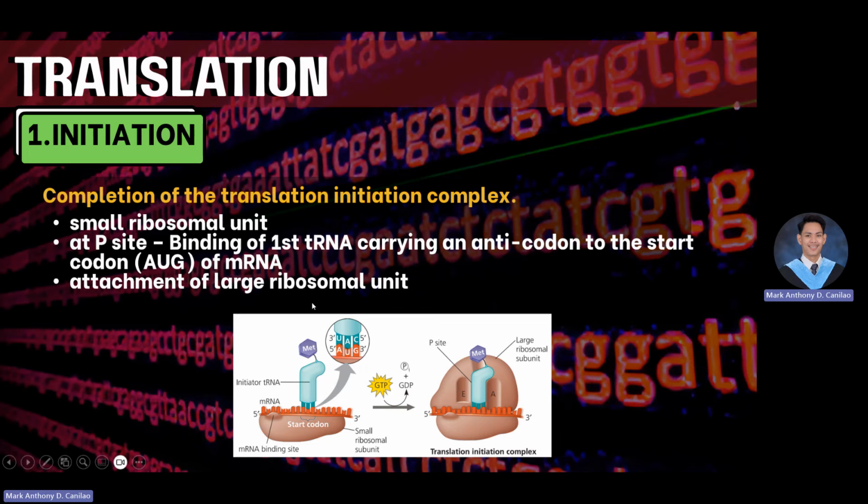So the P site is the binding site of the first tRNA carrying the anticodon to the start codon. So let us always remember, the first amino acid that we have is always methionine or MET, no? And the codon that we use for the methionine is AUG, no? So our mRNA should always start with AUG.